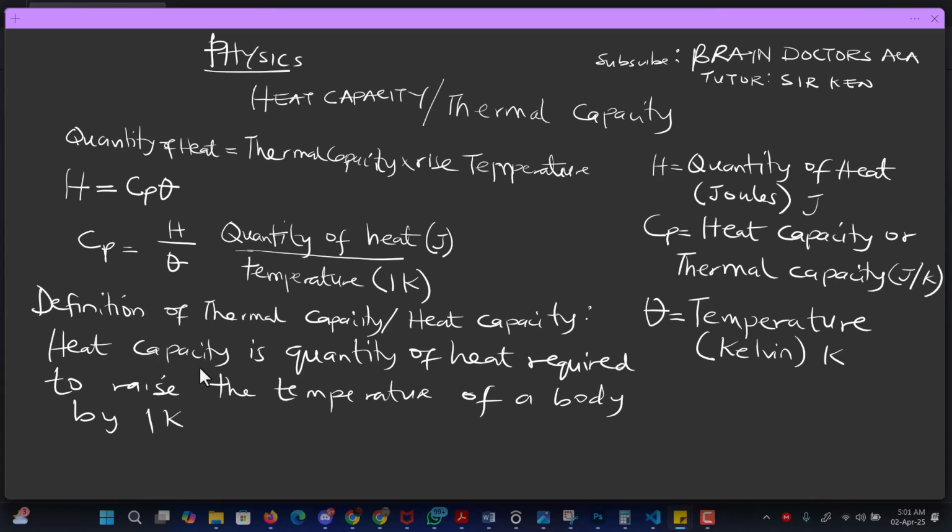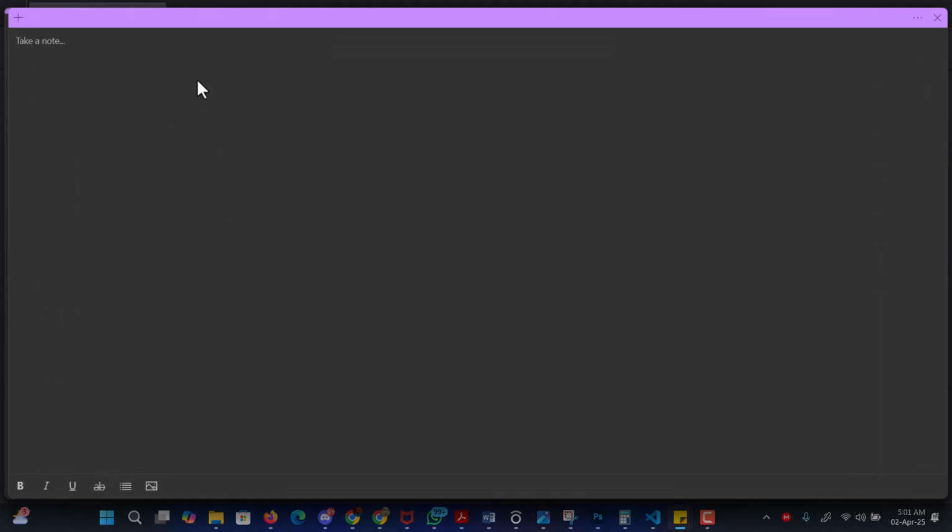And remember what I told you, that the formula for heat capacity still remains what? Your Cp equals your H over what? Over theta. So this is what you really need to take note of. Now, since you are aware that our Cp, which is our heat capacity, equals H over theta, when I made quantity of heat the subject, I have it as Cp times theta. I'm just repeating what I've written over and over again so that you understand the formula.